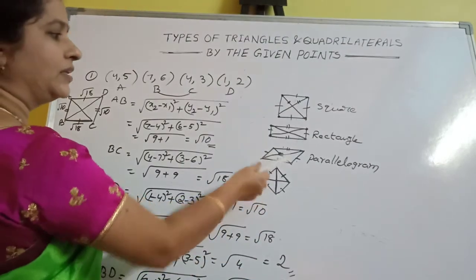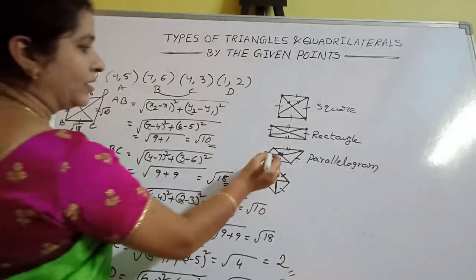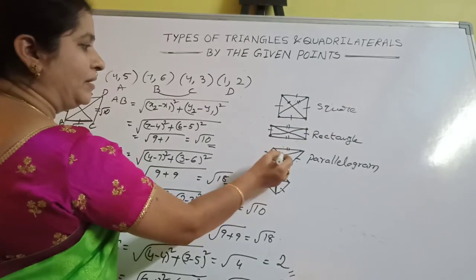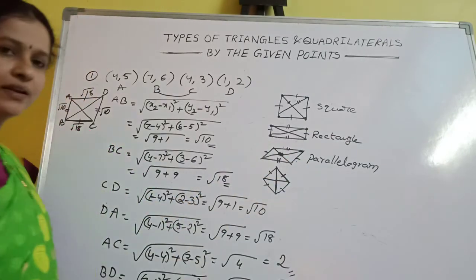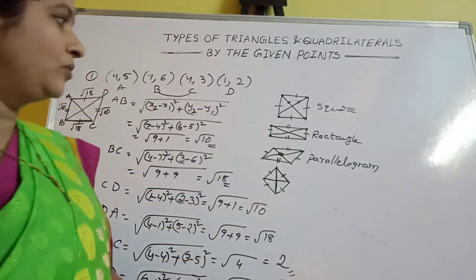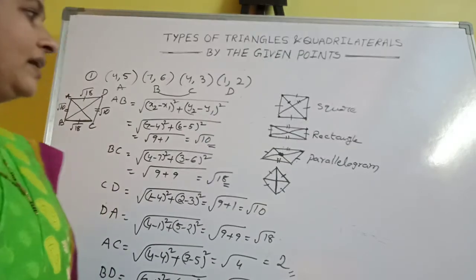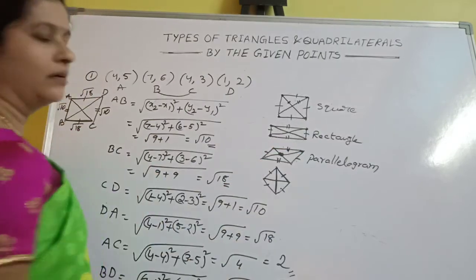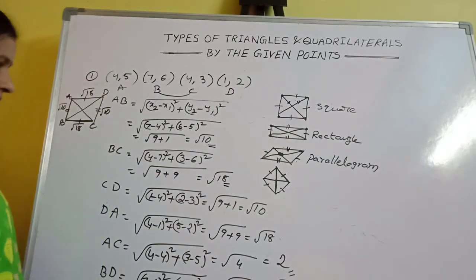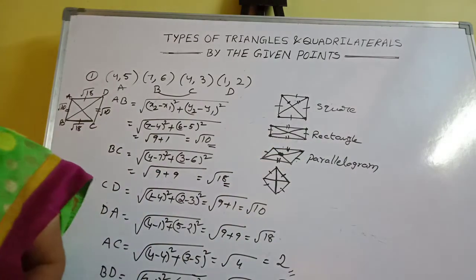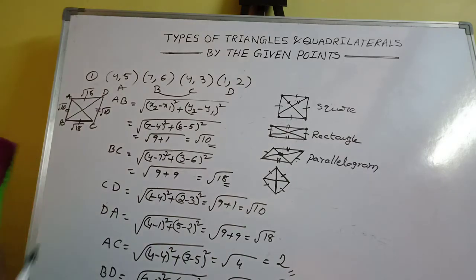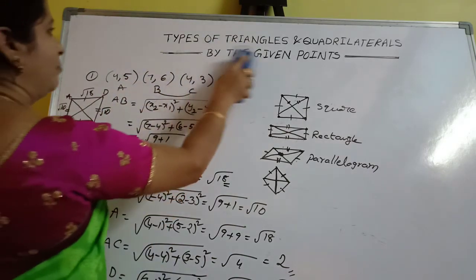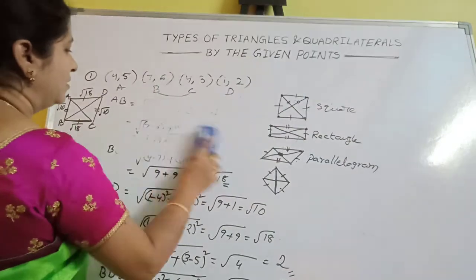There is another process also for a parallelogram. Here, the midpoints of the two diagonals are equal. If the midpoints of two diagonals are equal, then it is a parallelogram. So in the next class we will discuss the midpoint formula. Okay? So this is the process of finding quadrilaterals and triangles from the given points.